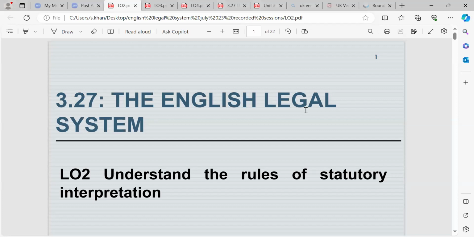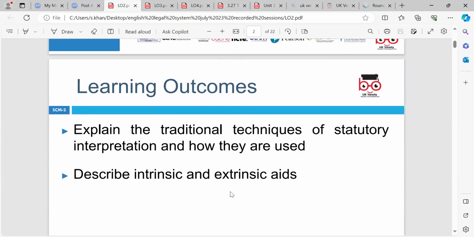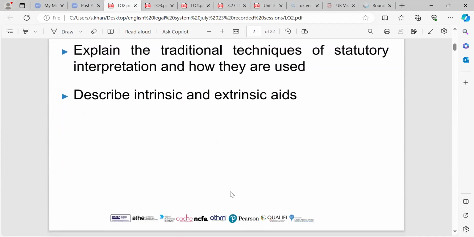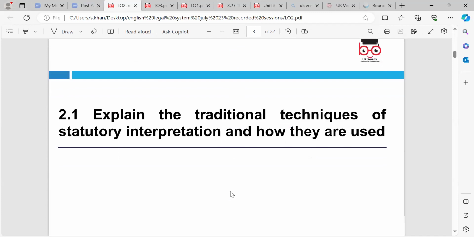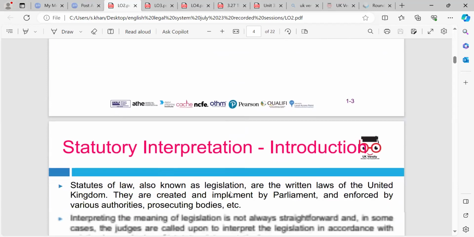So just a quick summary of what we did in Learning Outcome 2. Again, we looked at understanding the rules of statutory interpretation, explaining the traditional techniques of statutory interpretation and how they are used. And we looked at intrinsic and extrinsic aids as well that help judges with making decisions. So we looked at 2.1, explaining the traditional techniques of statutory interpretation and how they are used.